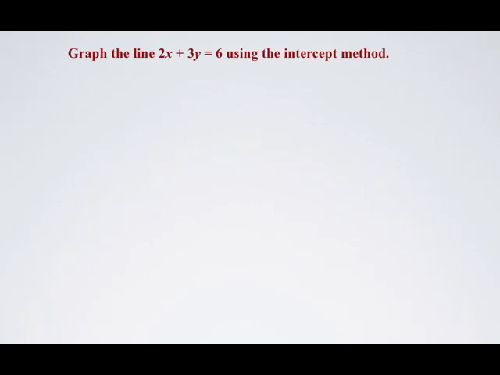Graph the line 2x plus 3y equals 6 using the intercept method. When you're ready, come back and check your solution.